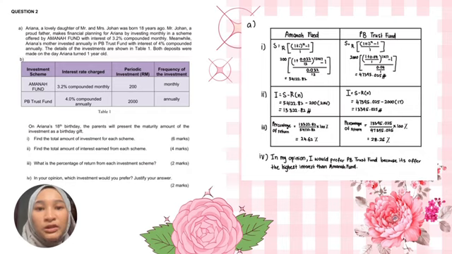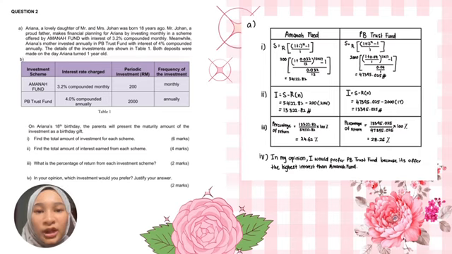Same goes for PB Trust Fund. S equals 2,000 times ((1 plus 0.04 over 1) to the power of 17, minus 1) over 0.04 over 1, and we get 47,395.02. Next, for 2 Roman, we need to find the interest earned from each investment. Just use the formula I equals S minus R times N. For Amanah Fund, 54,122.82 minus 200 times 204. Then we got 13,322.82.